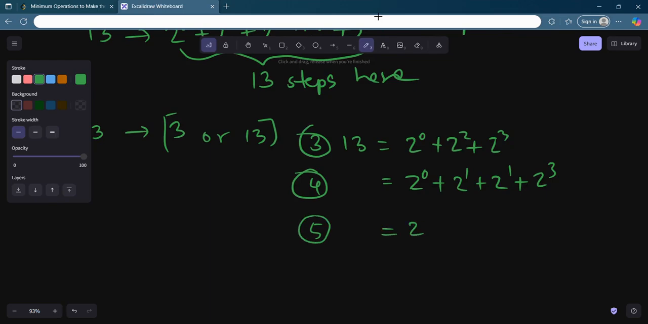Now what if I ask you, give me 5 steps to do it? You will do nothing but 2 to the power 0 plus 2 to the power 0, you will reduce this 2 to the power 1 to 2 to the power 0s. Okay.